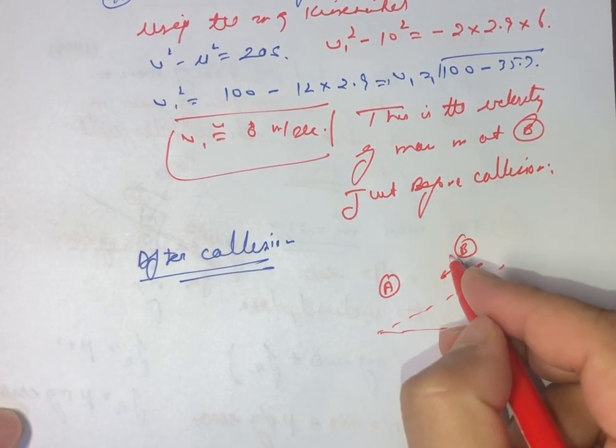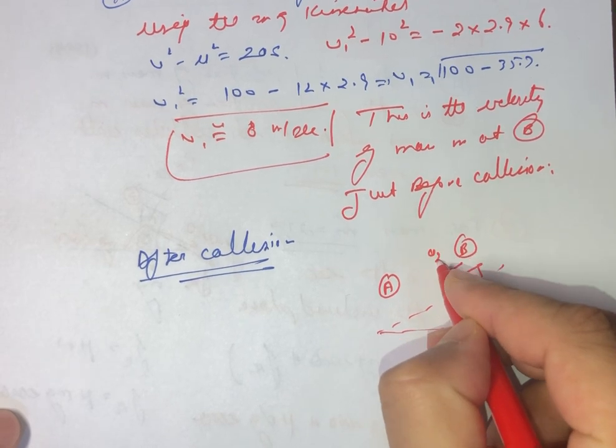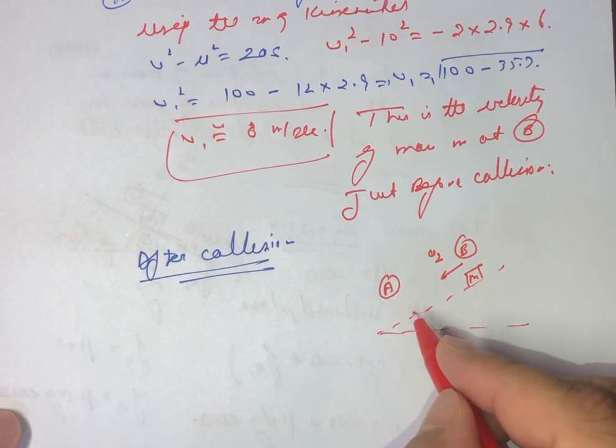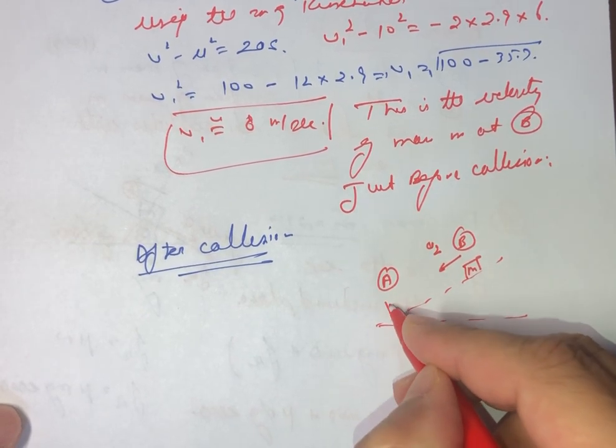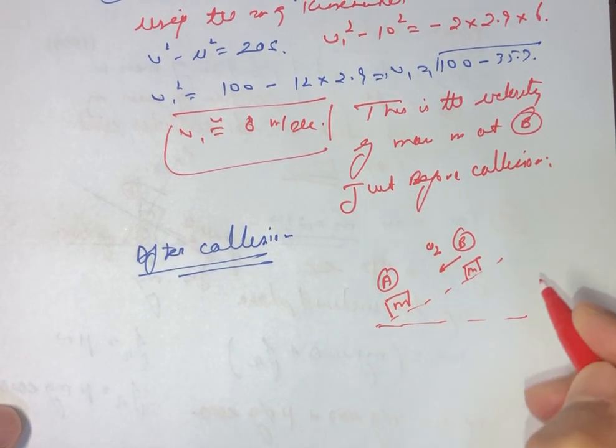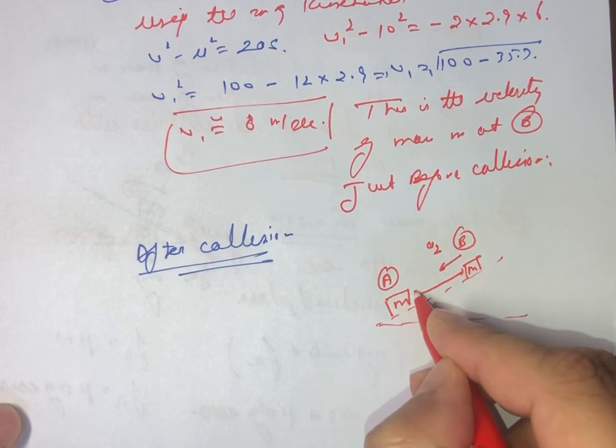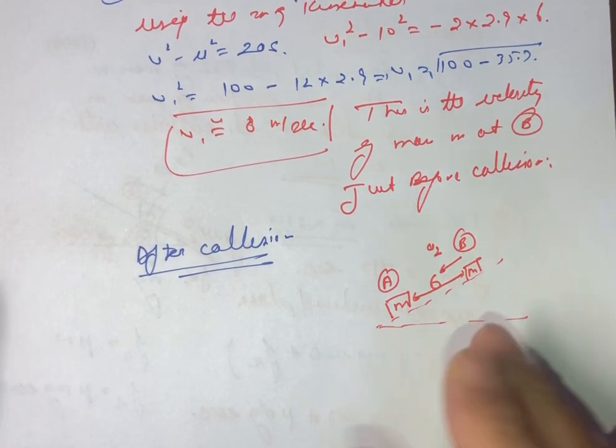Let us suppose the acceleration is given as A2, and it is going to come back to its initial position, that is position A. So the distance between the two will still be 6.